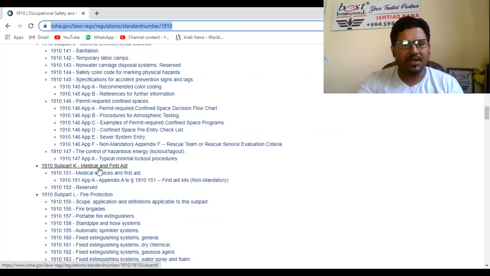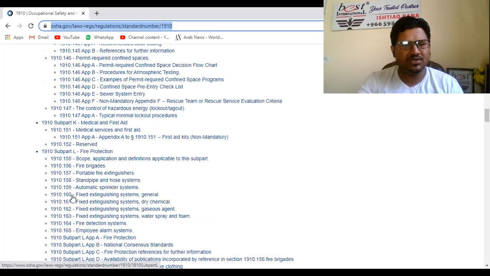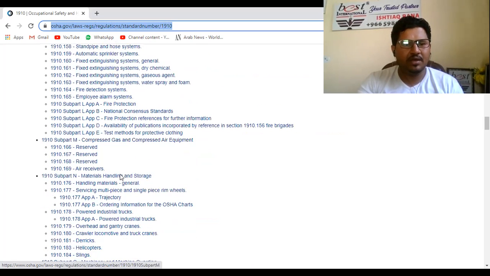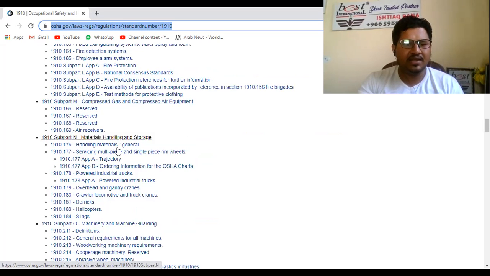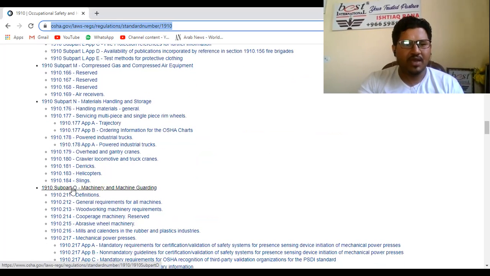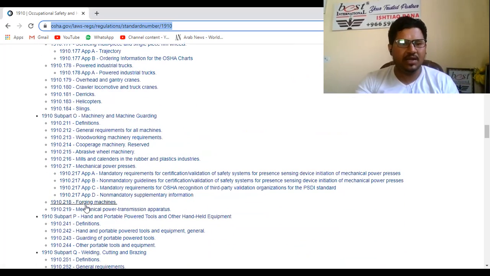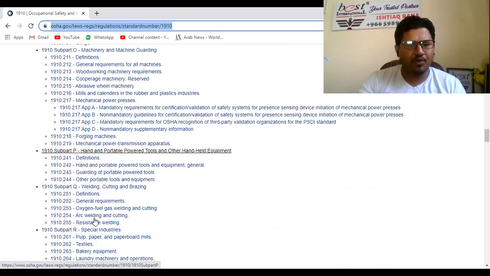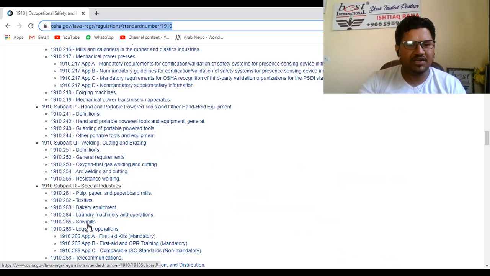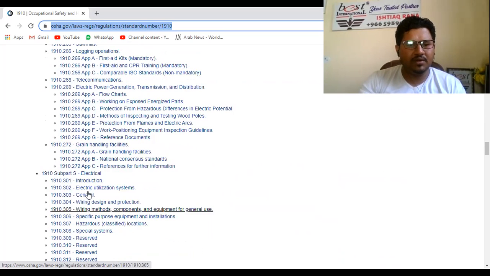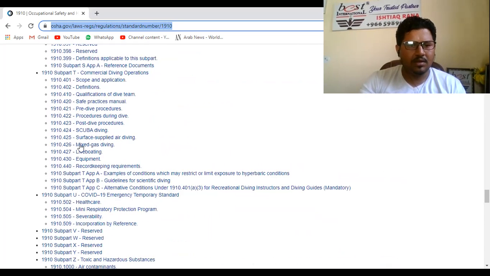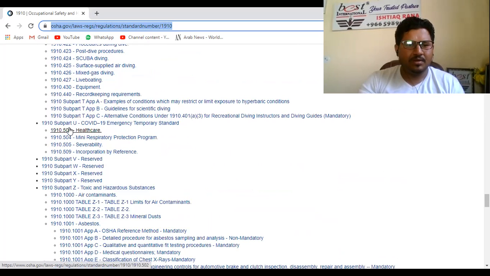We have Subpart K, medical and first aid. We have Subpart L, fire protection. We have M, like compressed air. We have N, materials handling and storage. Okay, so we have O, like machinery and machine guarding. We have P, like hand and portable powered tools, or special industries. We covered even S, like electrical. We have T, like commercial diving. So emergency temporary standard for Subpart U even is there.